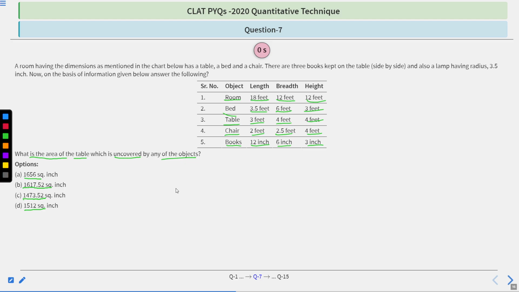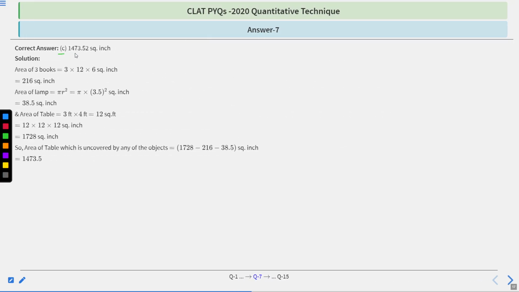Let's see its correct option. The correct option is C, means 1473.52 square inches. How? Area of 3 books, 3 times 12 times 6 square inch means 216 square inch. Area of lamp, pi r square, means pi times r, which is 3.5, now r square inch means 38.5 square inch.